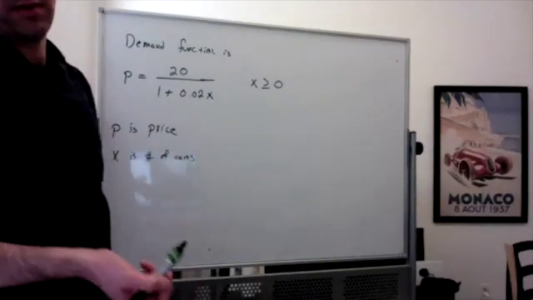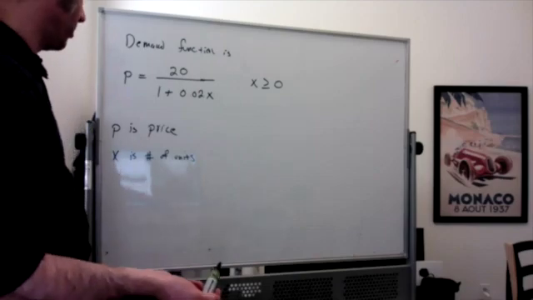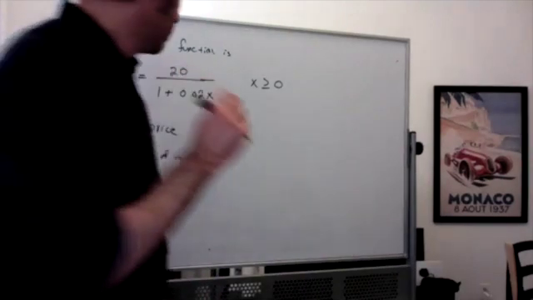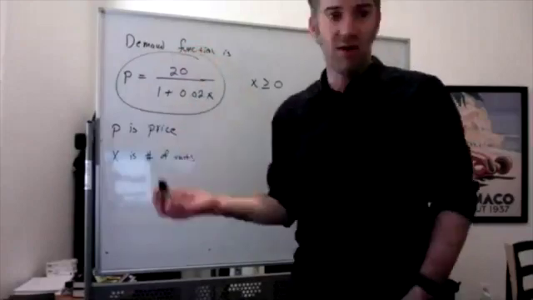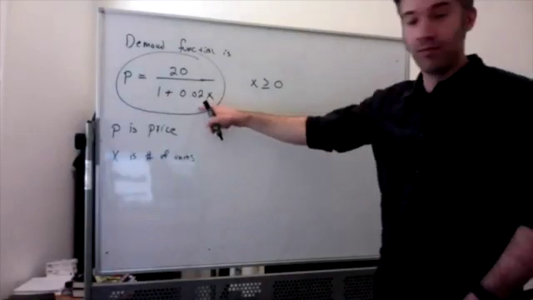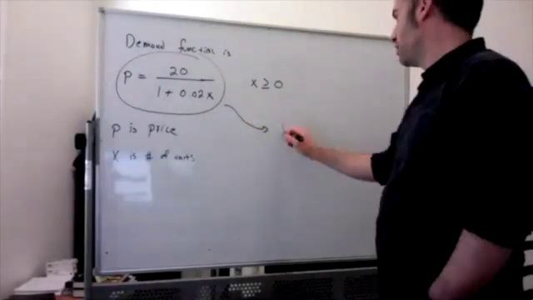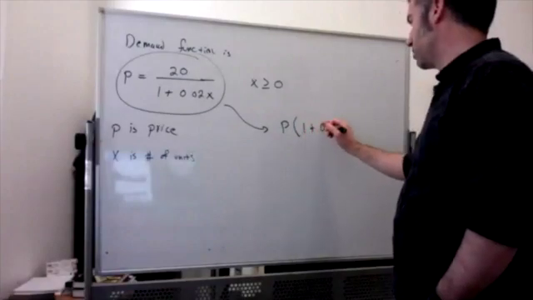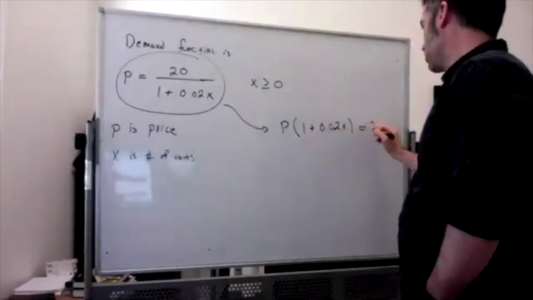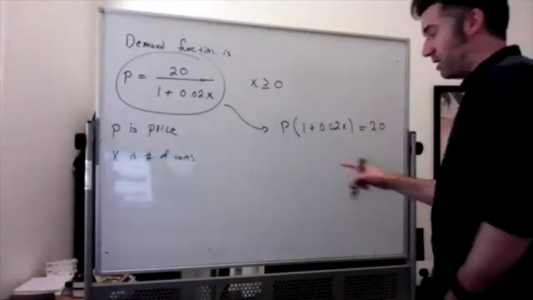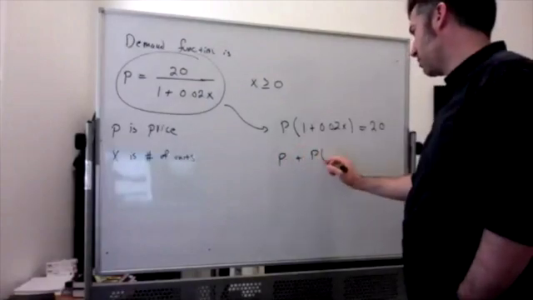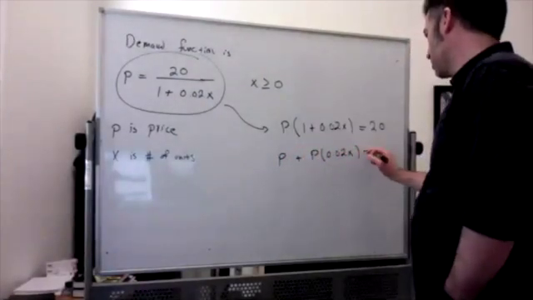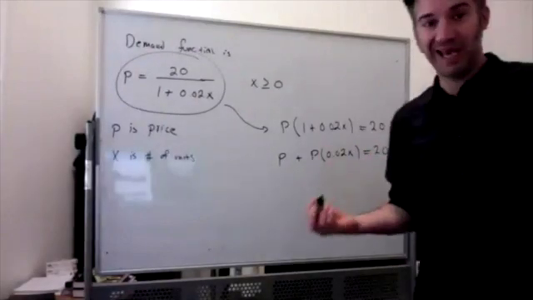The second question is to find the number of units sold when the price is $10, which requires us to do the first part first. So I want to find x as a function of P. If I'm trying to take this equation and solve for x, my first step is probably going to be to multiply both sides by this denominator. So I'm going to rewrite this as P times 1 plus 0.02x equal to 20. Then I'm going to distribute this P. So I have P times 1 plus P times 0.02x equal to 20.